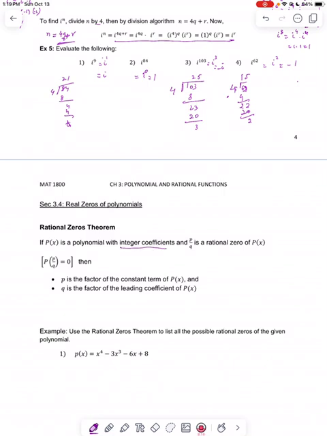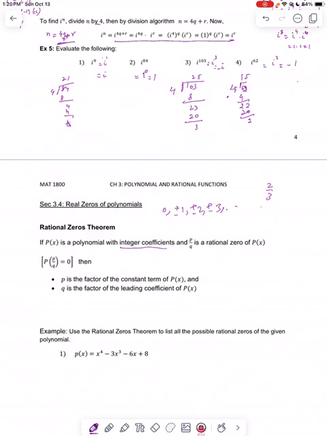I hope everyone knows integers means the coefficients could be 0, plus minus 1, plus minus 2, plus minus 3, and so on, not any fractions or decimals, right? So integer coefficients, and p over q is a rational zero of p of x. It could be a number like 2, 3, or 3 over 5, or negative 3 over 4, or negative 5, or positive 2, things like that.